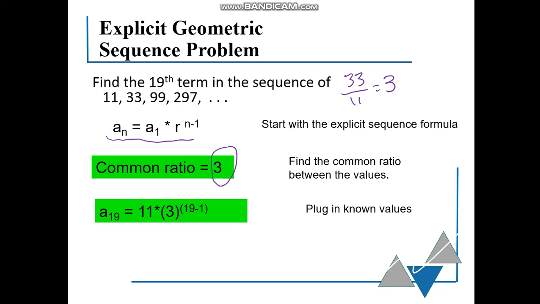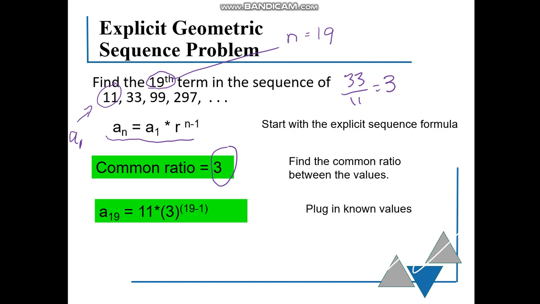And then I plug what I know into the formula. I need the 19th term, that means that n is equal to 19. And my first term is 11, right? So I know that's a sub 1. So a sub 19, my 19th term, is equal to 11 times 3 raised to the 19 minus 1 power.